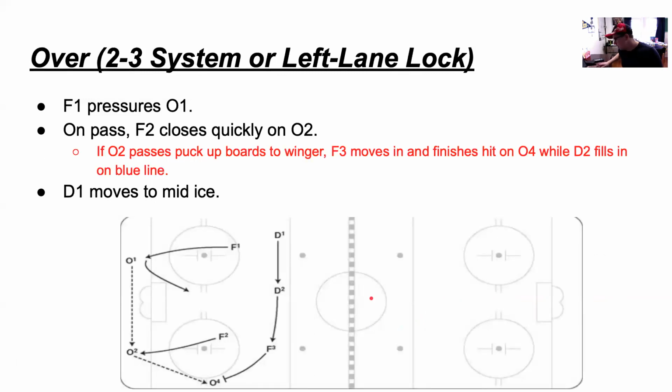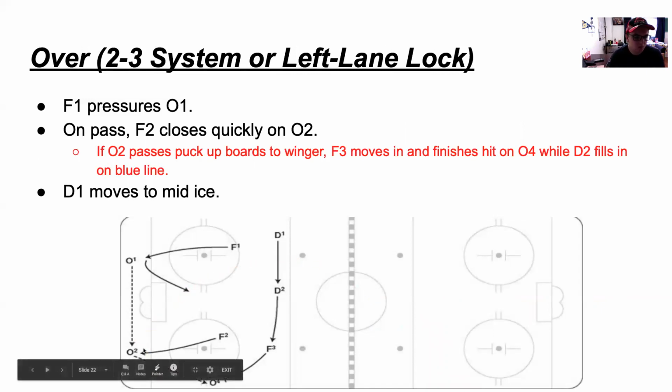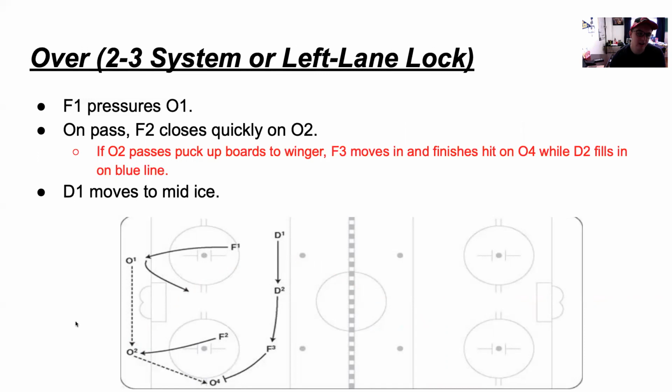Okay, we have the over. So F1 pressures O1, and on the pass, F2 closes quickly on O2, and if O2 passes puck up on the boards to the winger, F3 moves in and finishes the hit on O4 while D2 fills in on the blue line. And then D1 moves to mid-ice.